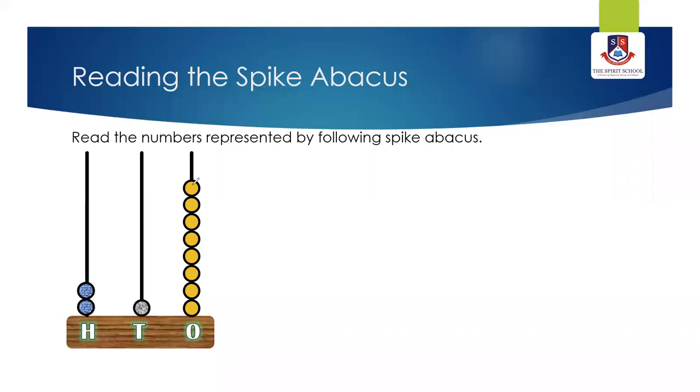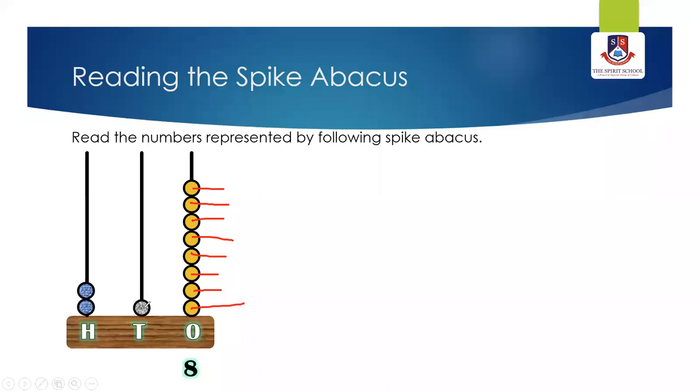So firstly, let us look at the ones place. At the ones place, how many beads are we having? Let us count these beads. One, two, three, four, five, six, seven, eight. Now, it means the digit represented by ones place beads is 8. Now move on to the next place value.